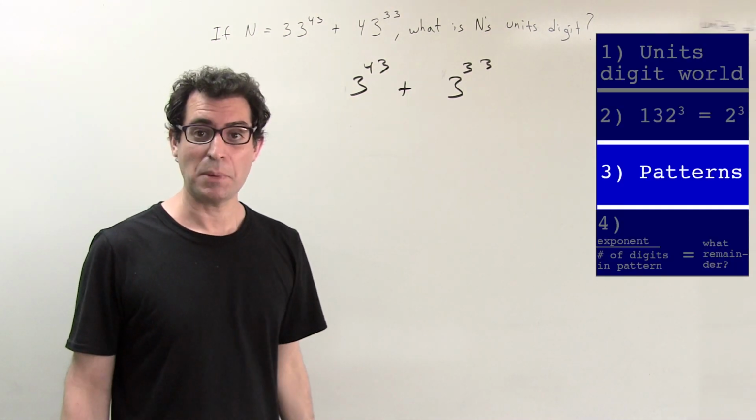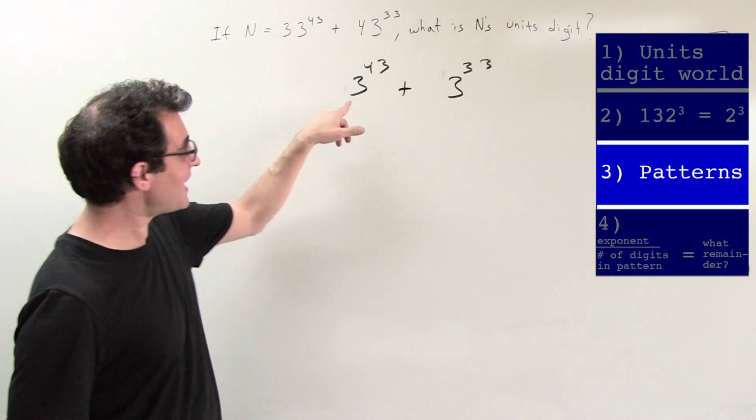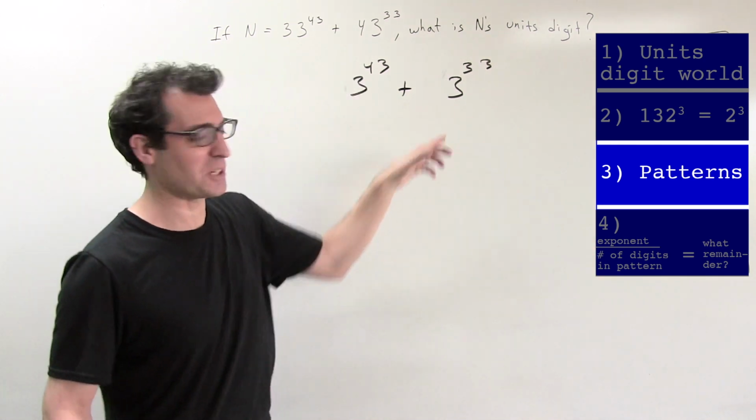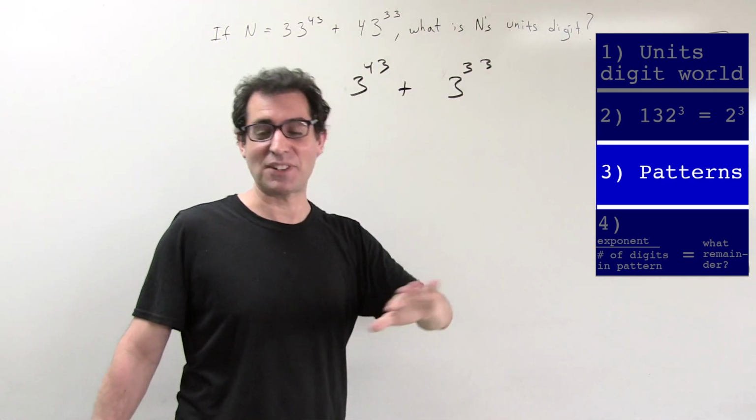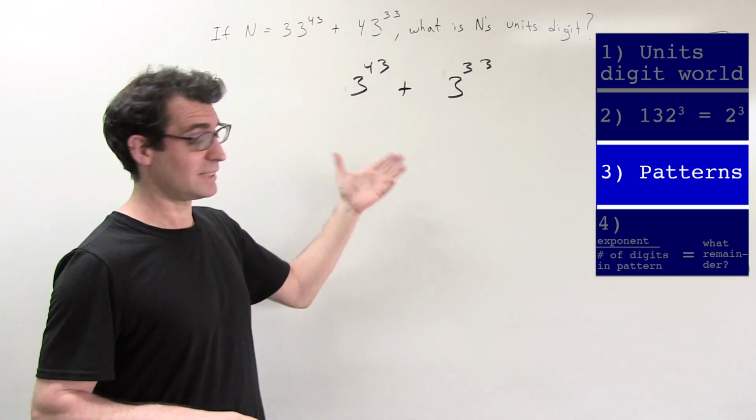All right, patterns. The next thing to note is that we do not have to multiply 3 by itself 43 times and then 3 by itself 33 times to figure out what the units digit is. That would take forever and a half to get that done.